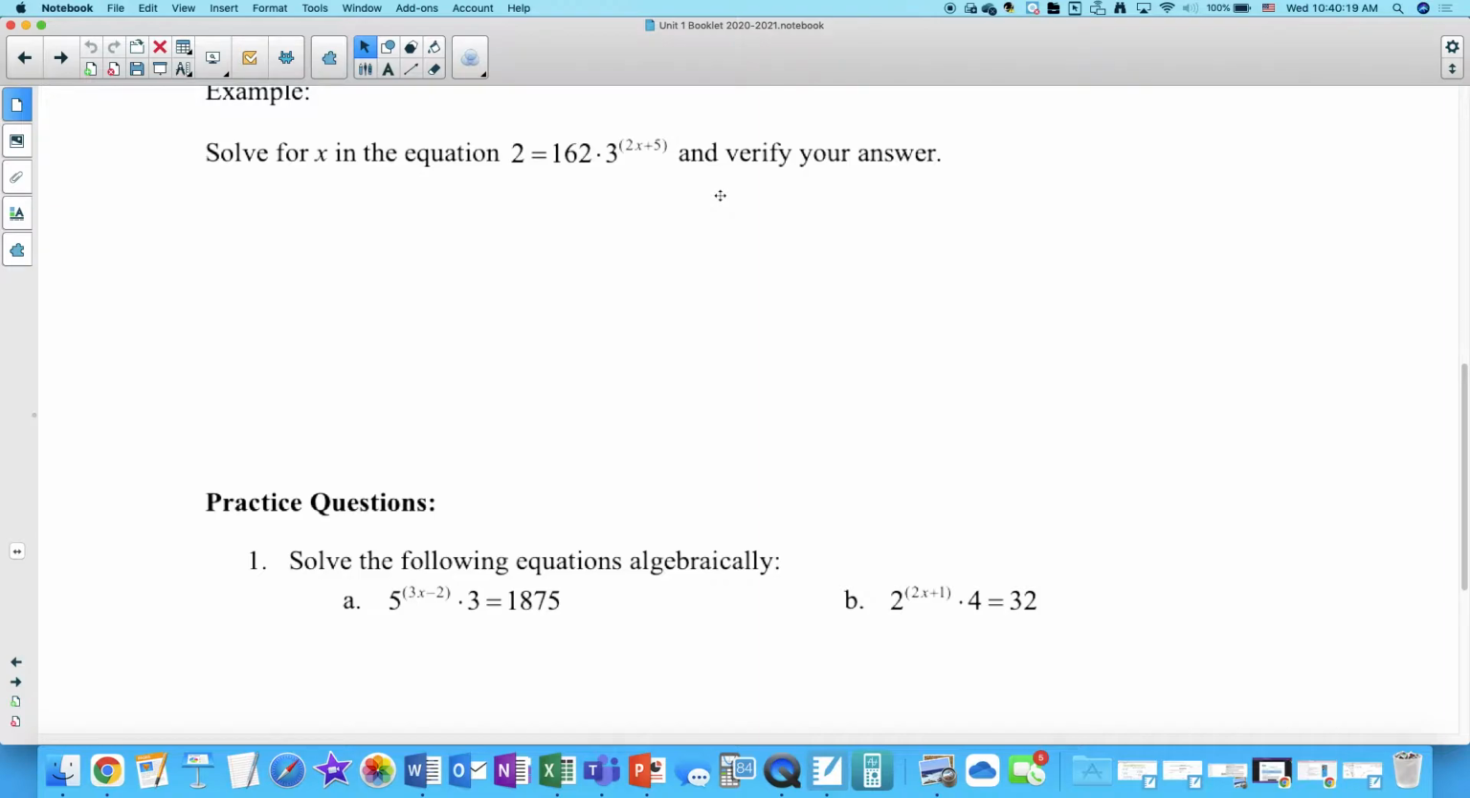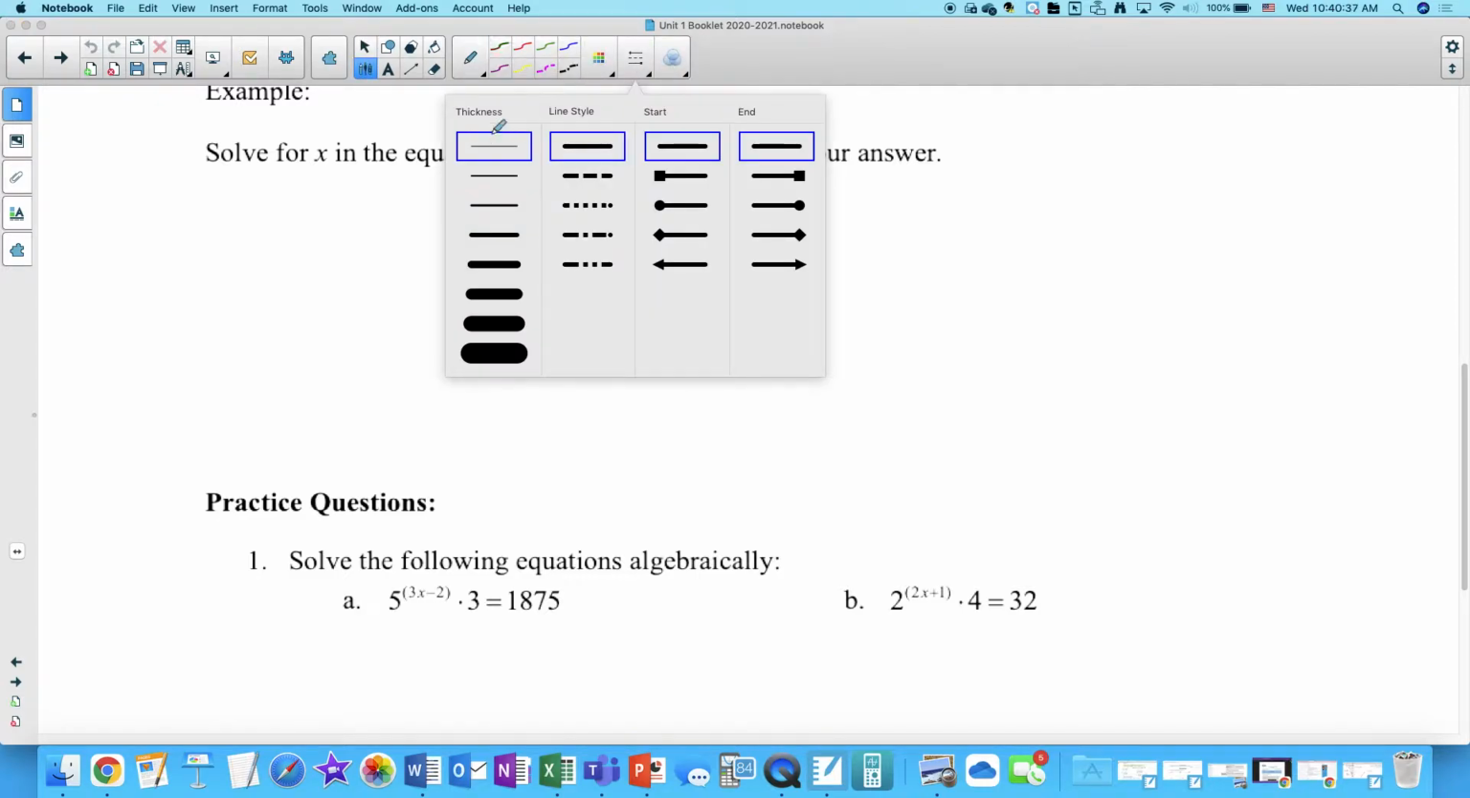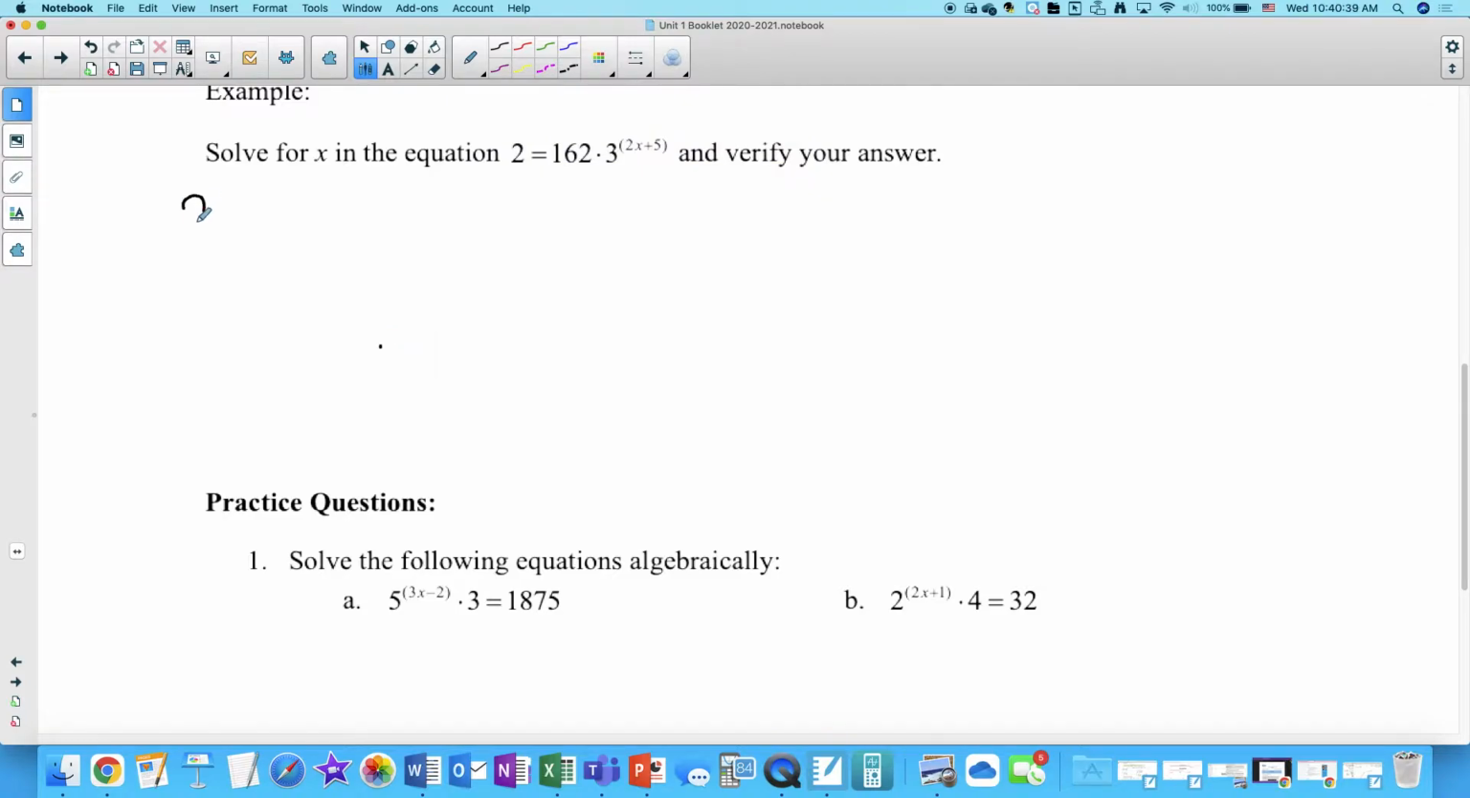Absolutely, yes. When you are thinking about changing the base, you can only do so once the power or powers have been isolated. This power, 3 to the 2x plus 5, has not been isolated. It's being multiplied by 162. So the first thing we're going to do is divide both sides by 162.